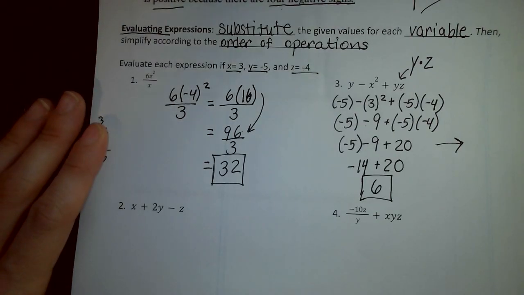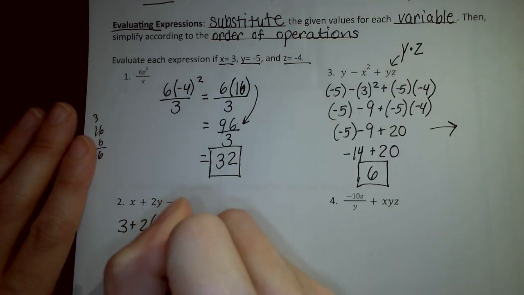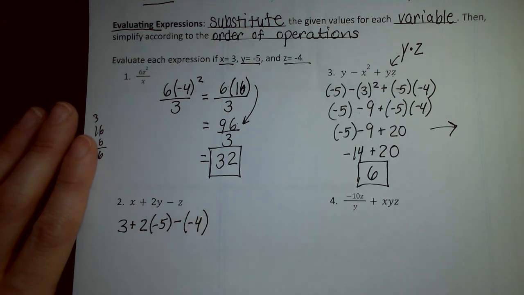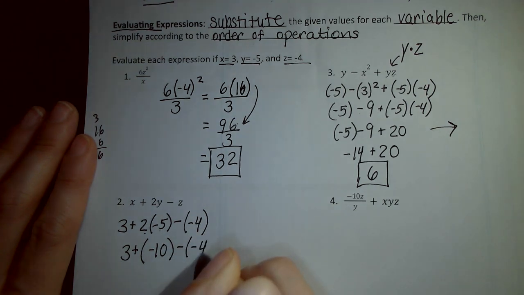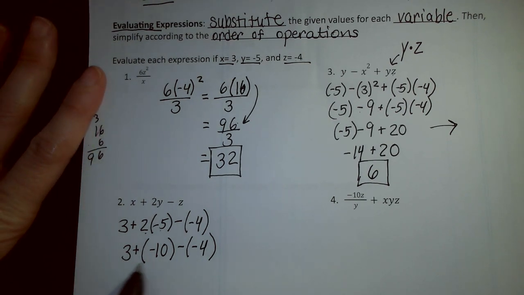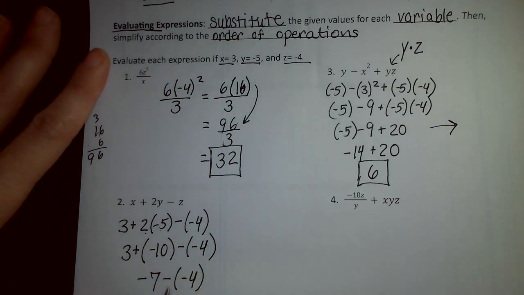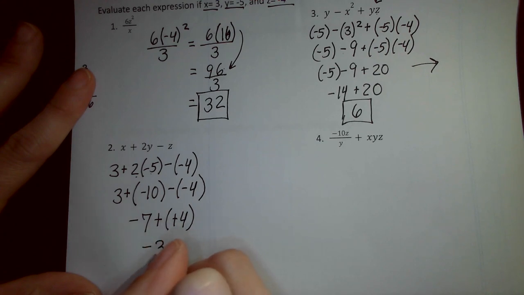All right, number 2. So x is 3, y is negative 5, and z is negative 4. Now here's an example of why the parentheses help, so I don't mistakenly combine these and think there's only one symbol. It's minus negative. Now we simplify. First thing I see is multiplication. So 3 plus 2 times negative 5 is negative 10 minus negative 4. Next I'm going to add or subtract. But I'm going to decide which one first by going from left to right. So 3 plus negative 10 is negative 7 minus negative 4. Now here, remember when we have a negative next to a minus, they cancel out. So this becomes negative 7 plus 4, which is negative 3.